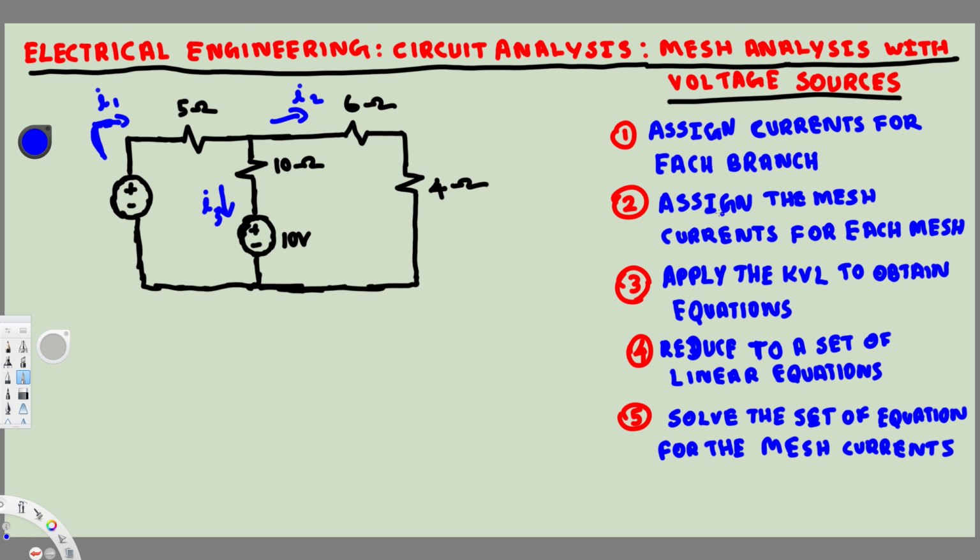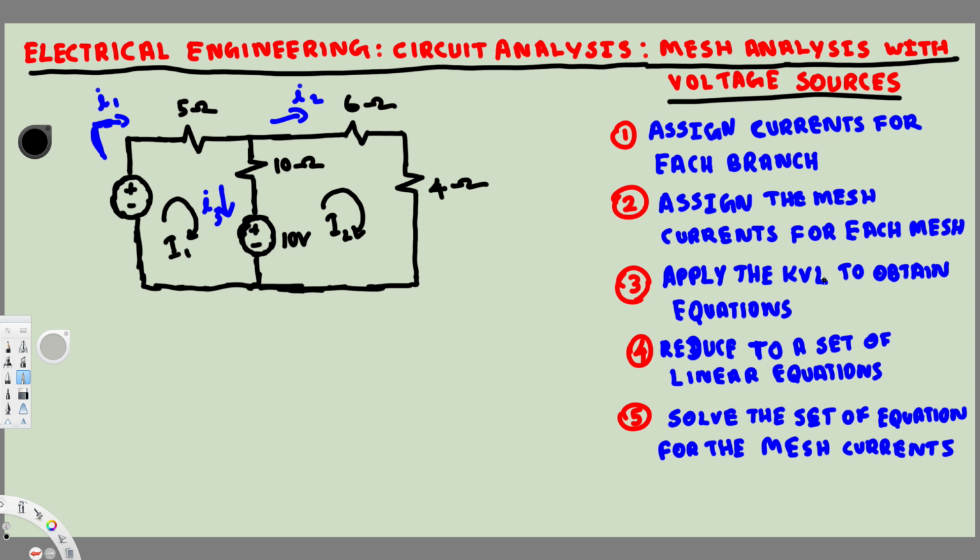Now, assign the mesh currents for each mesh. Mesh means the loop, right? So here we are going to put mesh currents: this is going to be I1, and this is going to be I2, right? So now we have two mesh currents, and the third step is to apply Kirchhoff's voltage law to obtain equations.